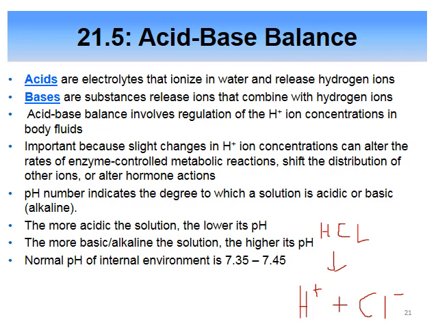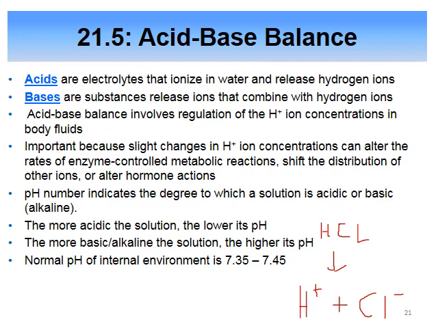It is important to remember that very slight changes in hydrogen concentrations can alter the rates of enzymes, control metabolic reactions, shift the amounts of other ions, and alter hormone action. So essentially, if you have a pH that's too high or too low, the body's not going to work right, and we're going to die.